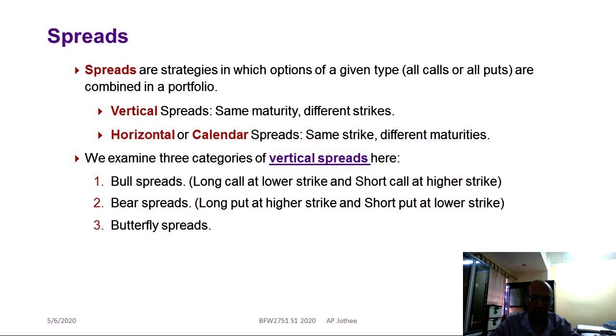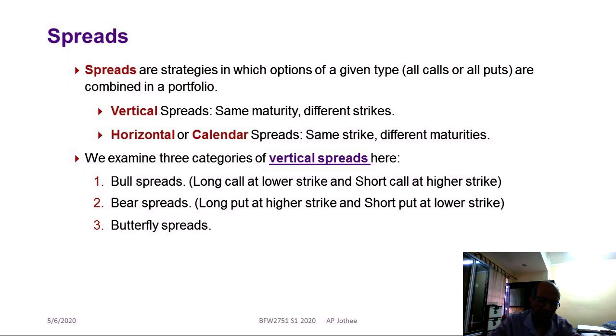And of course, when you have more than two different strikes, it can mean a butterfly spread also. Okay, the horizontal or calendar spreads. Remember, horizontal or calendar spreads are the same strike but different maturities. We are not going to concentrate too much on horizontal or calendar spreads, but more on the vertical. Let us first look at the three vertical spreads.